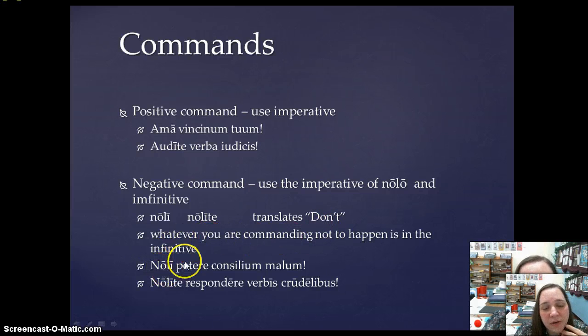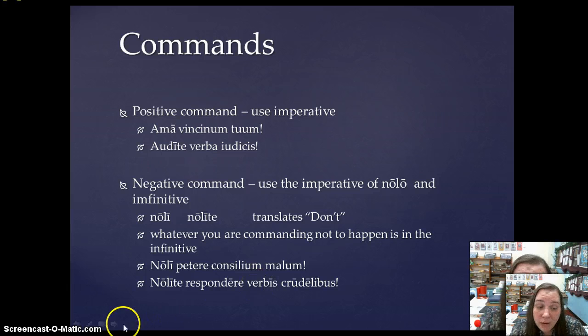So in this first sentence, whatever you're telling someone not to do is in the infinitive. So noli petere consilium malum. Don't, and then petere means to seek. So don't seek malum consilium, bad advice, okay? Or in this second sentence, nolite, I'm ordering more than one person, don't respondere, answer or respond, verbis crudelibus, with cruel words, okay?